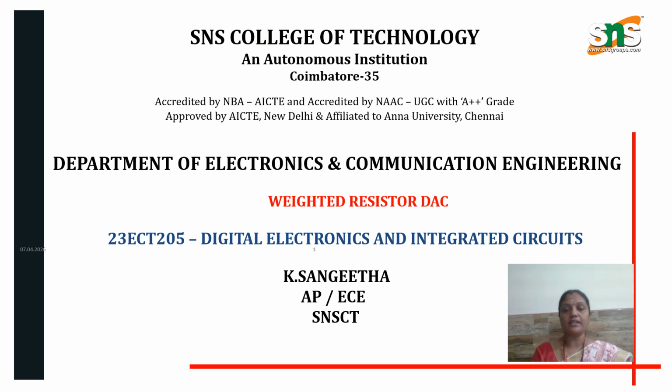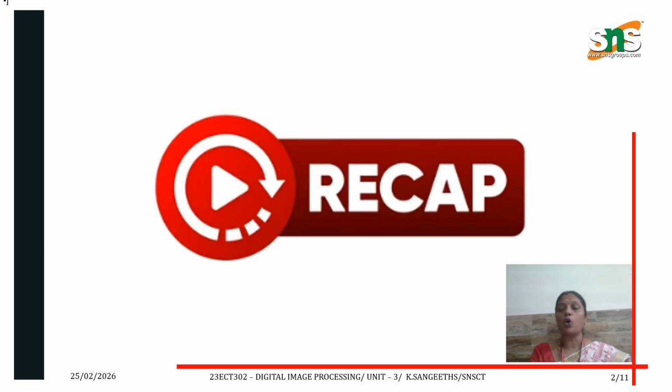So today's topic is the weighted resistor DAC. Let us have a small recap about what a DAC is and what the different types of DAC are. DAC is a digital to analog converter. It is one of the applications of the operational amplifier. We know what an operational amplifier is: the amplifier which amplifies the signal applied between its non-inverting and inverting terminals.